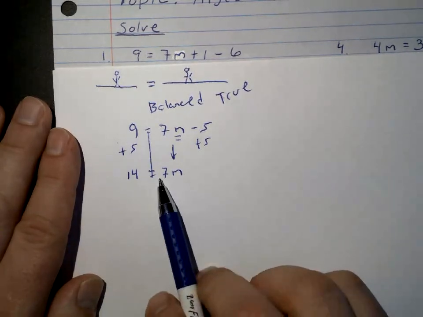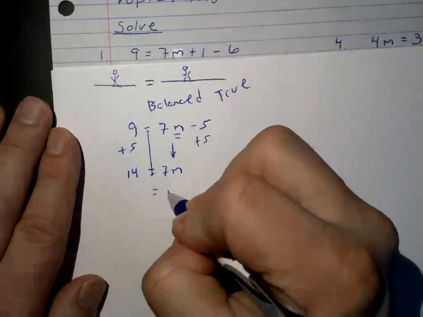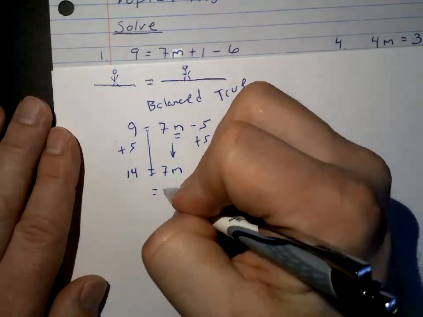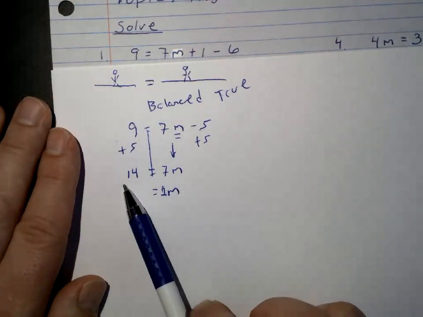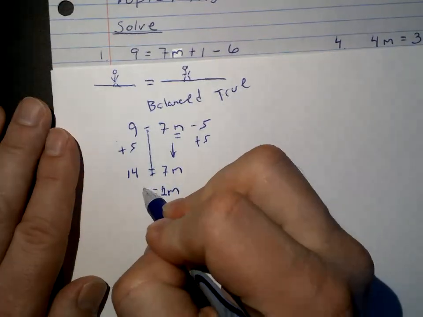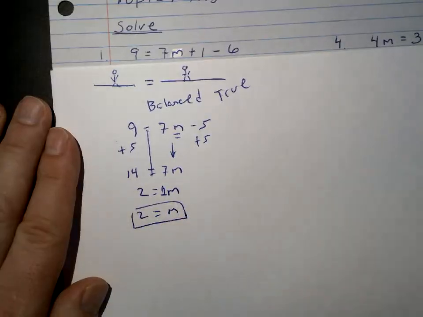Okay, next thing. I don't want 7m, I want 1m. I just want a single m. If you think about it, this is 1m. So let's think about this. How many 7s go into 14? I'm hoping you're going to say 2. So m equals 2.